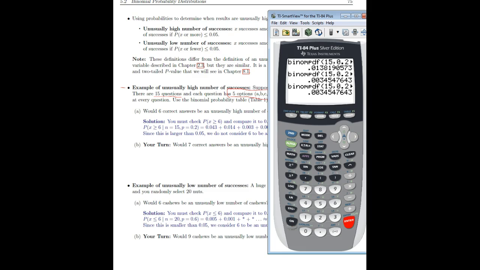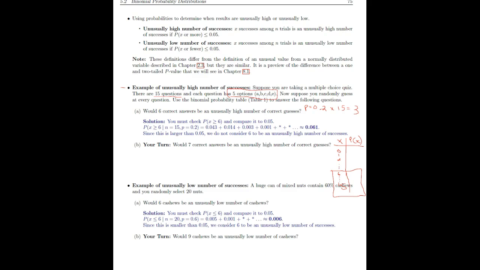So you take those, add them all up, and find out whether they were bigger than 0.05 or not. It turns out the sum of all these is 0.061. Since this is not smaller than 0.05, it's not less than 5%, we would not consider this to be an unusually high number of successes.